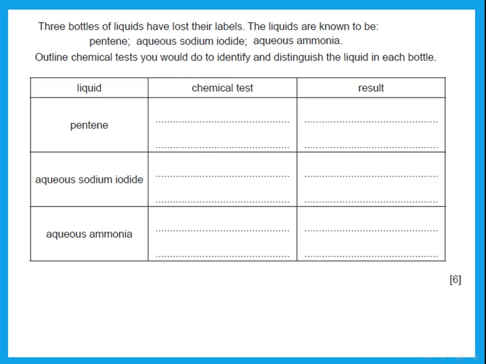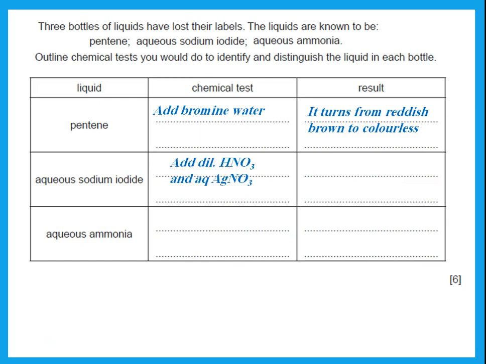Remember that anything that ends with "ene" is an alkene, and we have tests for alkene. What was our test for alkene? Add bromine water, it turns from reddish brown to colorless. Okay, what is the test for iodide? Here I have something iodide, so I want to test for iodide. What was the test for iodide? Dilute nitric acid and aqueous silver nitrate. I end up with a yellow precipitate.